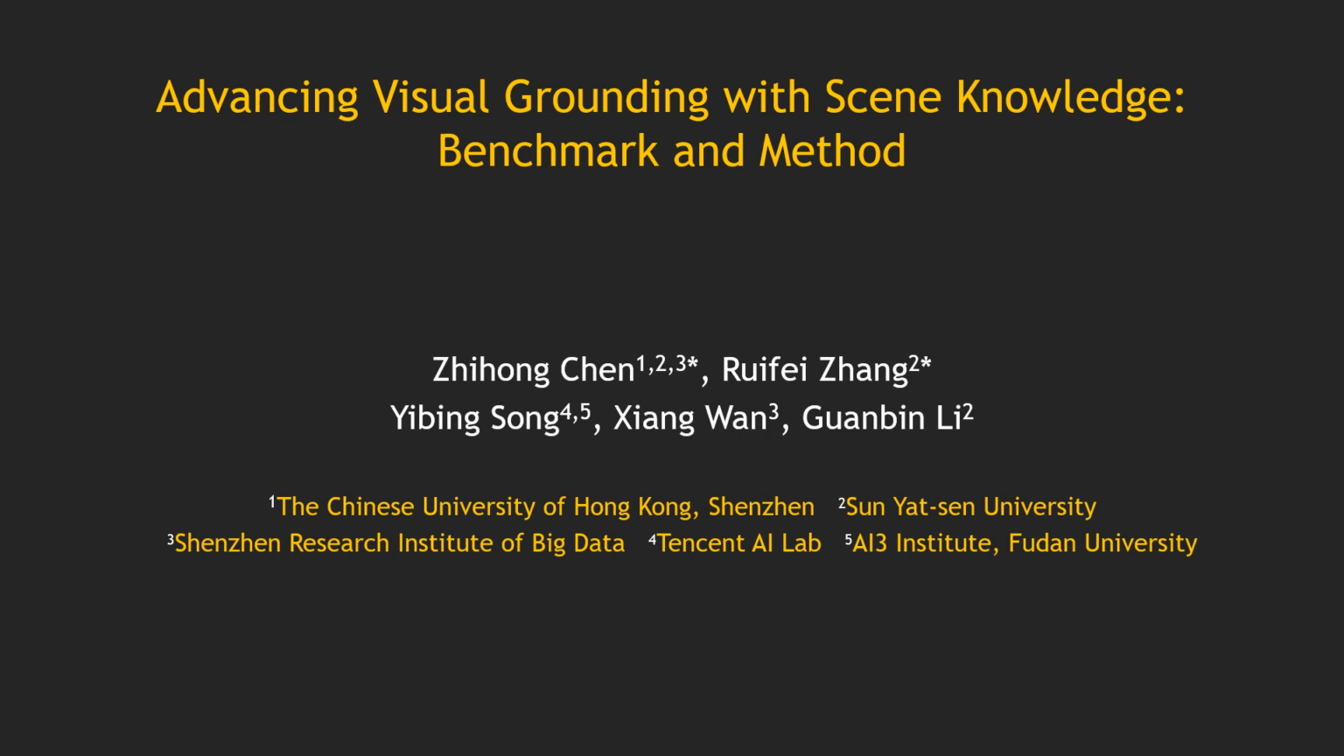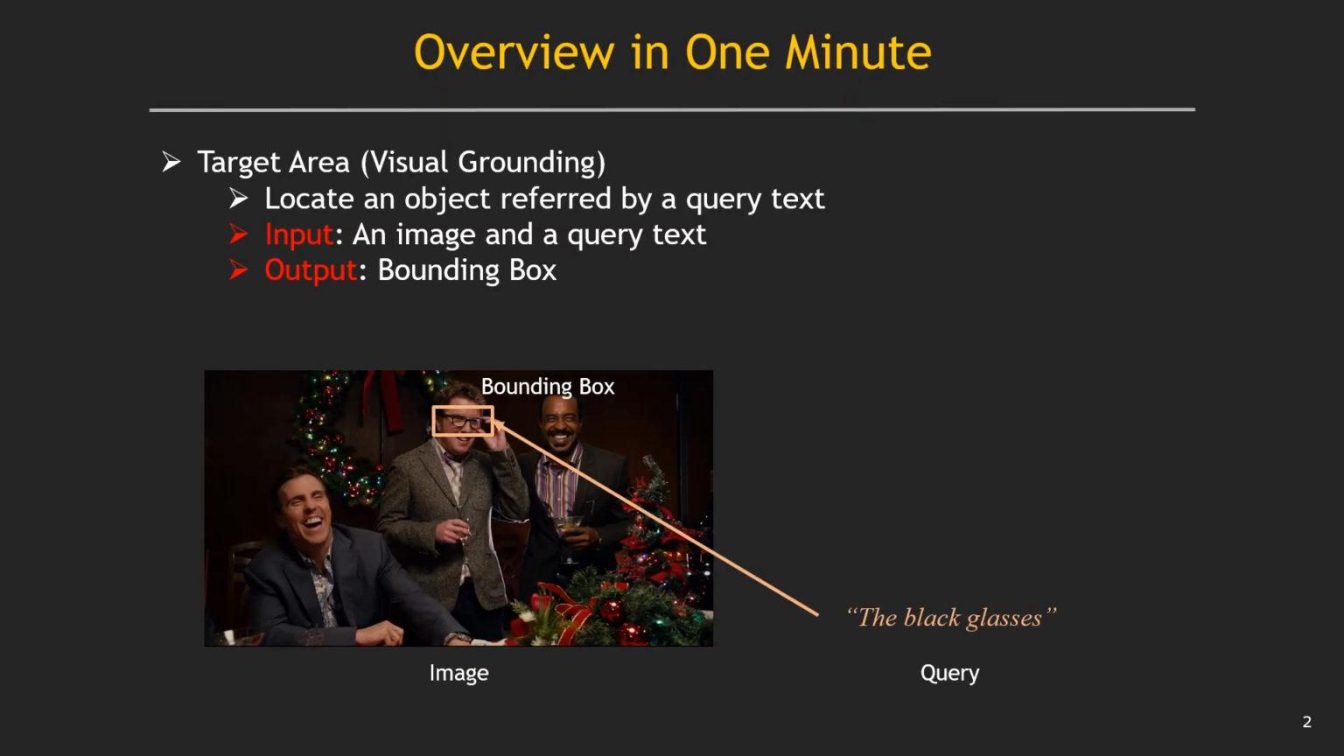Hi everyone. We are presenting our paper, Advancing Visual Grounding with Scene Knowledge, Benchmark and Method. We target the visual grounding task. It aims to locate an object referred to by a description text in an image. It has emerged as a prominent, attractive research direction in the vision and language field.